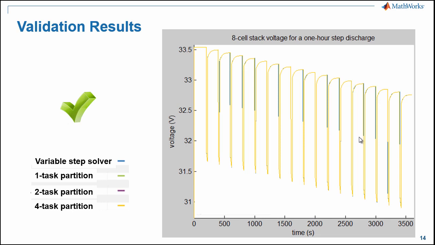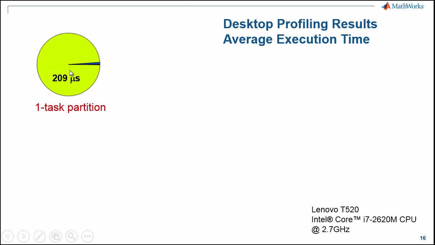So let's see now what the result was for the three partitioning options in terms of the desktop level profiling. When I did this in my laptop with these specifications, I found that it took 209 microseconds on average for the one task partition to execute the battery model, and almost negligible amount of time for the rest of the blocks.